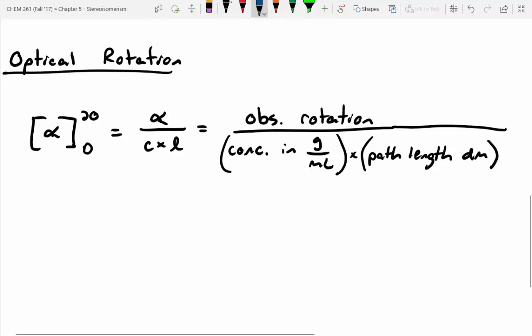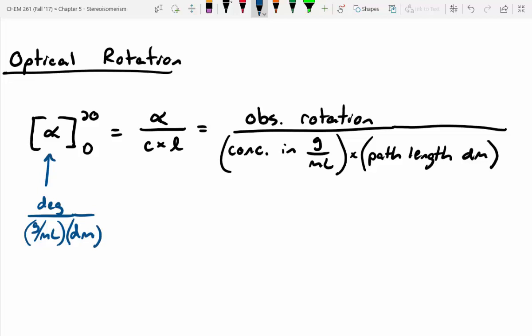So for example, this alpha tells you that observed rotation divided by the concentration in grams per milliliter times the path length in decimeters. So the units will normally be in degrees over grams per milliliter times decimeter, right? So it's very, very unusual units for that alpha number. This 20 up here indicates the sample temperature. So it's the temperature in degrees Celsius. And then for D, this actually has to do with the type of lamp that you're using. So this is referred to as a D line from a sodium lamp.